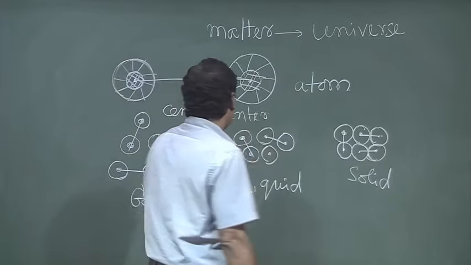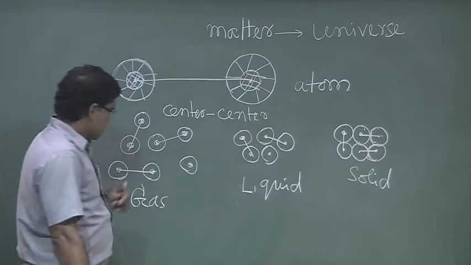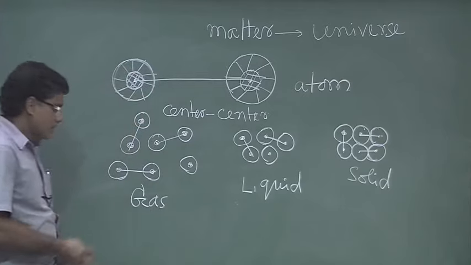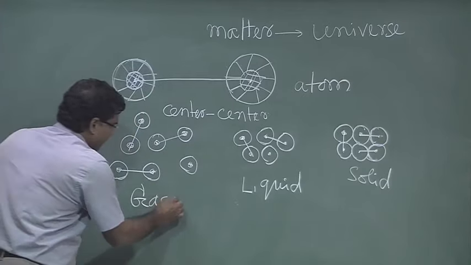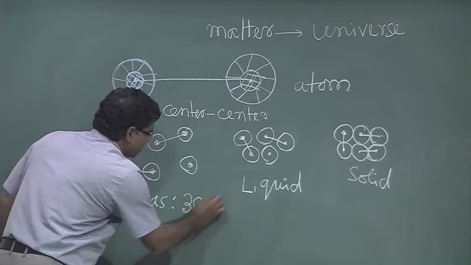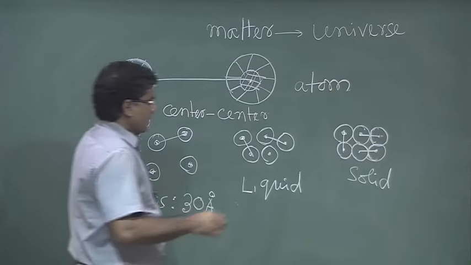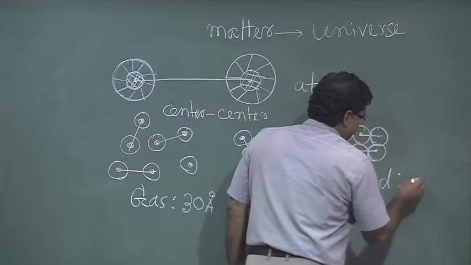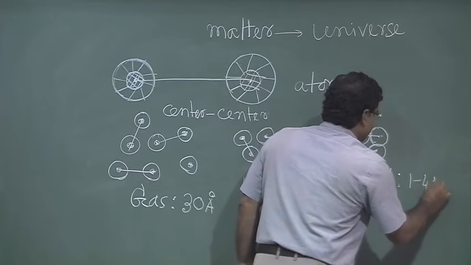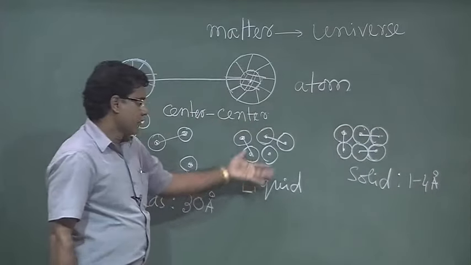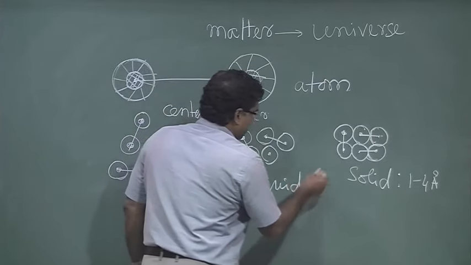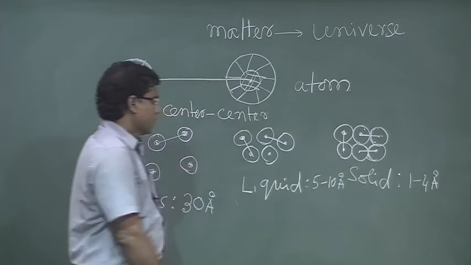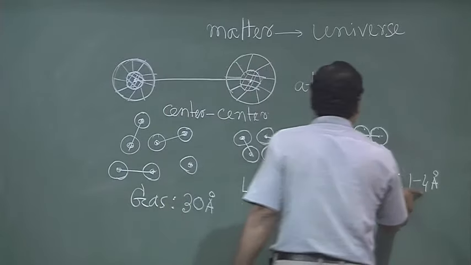Okay. So a rough estimation one can do for this interatomic distance. In case of gaseous state, the average interatomic distance is around 30 angstrom. And in case of solid, the interatomic distance is in the range of 2 to 4 angstrom, and for liquid it is in between, around 5 to say 10 angstrom. So one can estimate this interatomic distance.